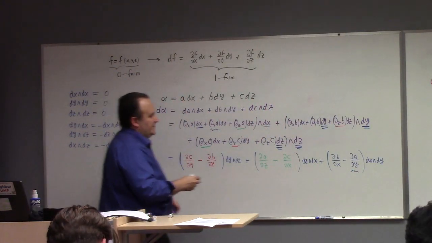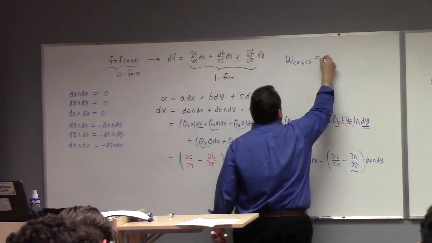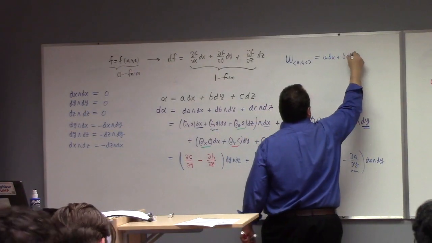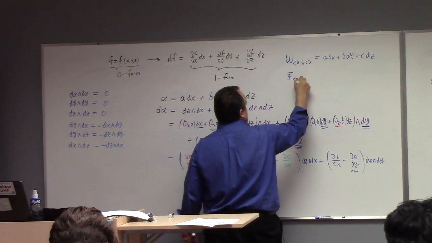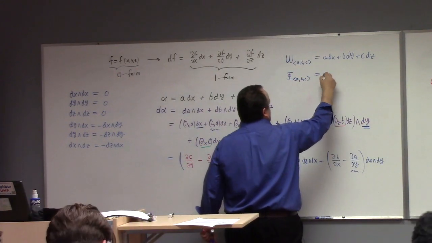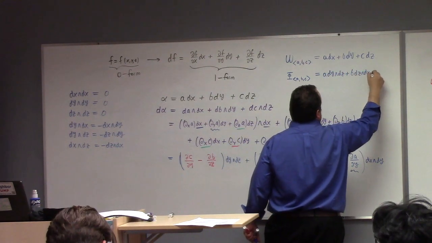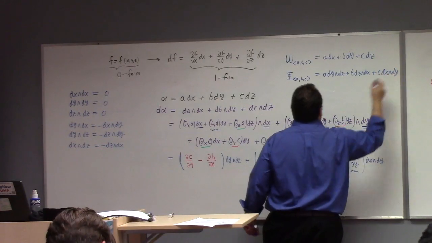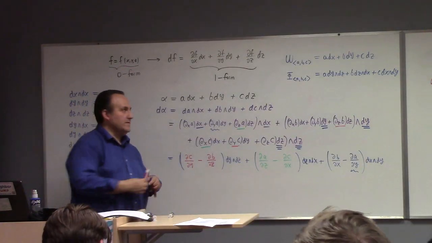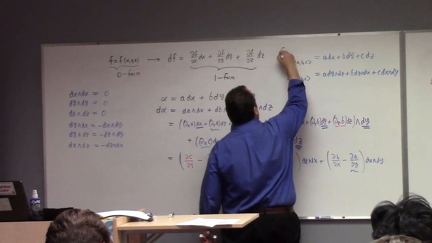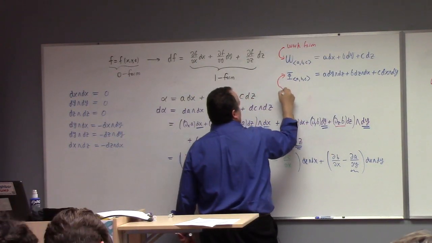All right, so let me suggest some notation, guys. So omega subvector ABC is a dx plus b dy plus c dz. And big phi of ABC is equal to a times dy wedge dz plus b dz wedge dx plus c dx wedge dy. These are what are known respectively as the work form, and this guy is the flux form.